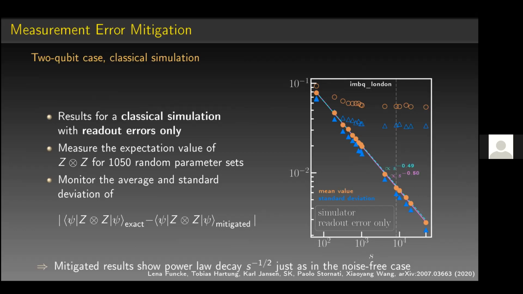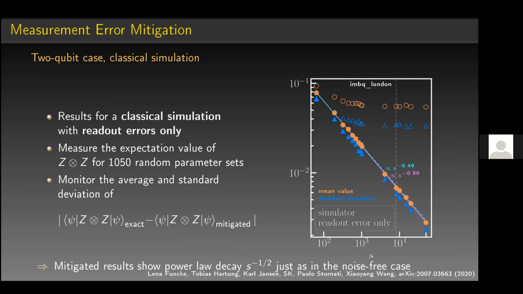So if you're familiar with this measurement process, the ideal case should scale as a power law s to the power of minus 0.5. And if we fit our data here, which we got from a classical simulation, so we just simulate a quantum computer with readout errors classically, it goes basically perfectly back to the ideal case. So this is, of course, a check that everything is working.